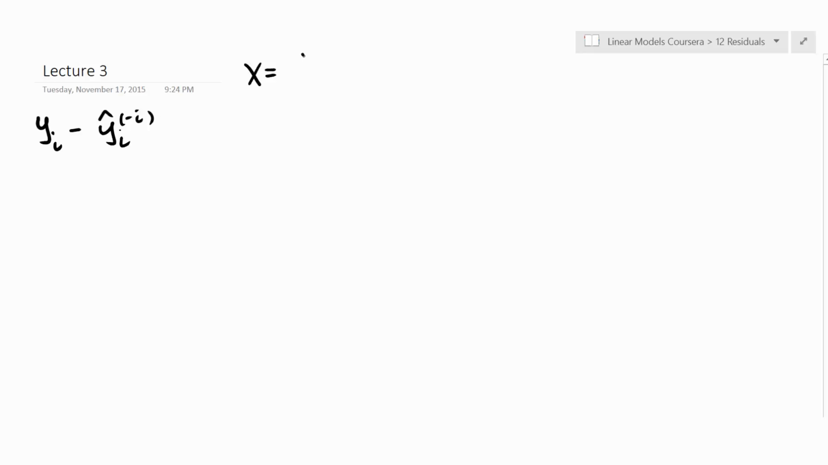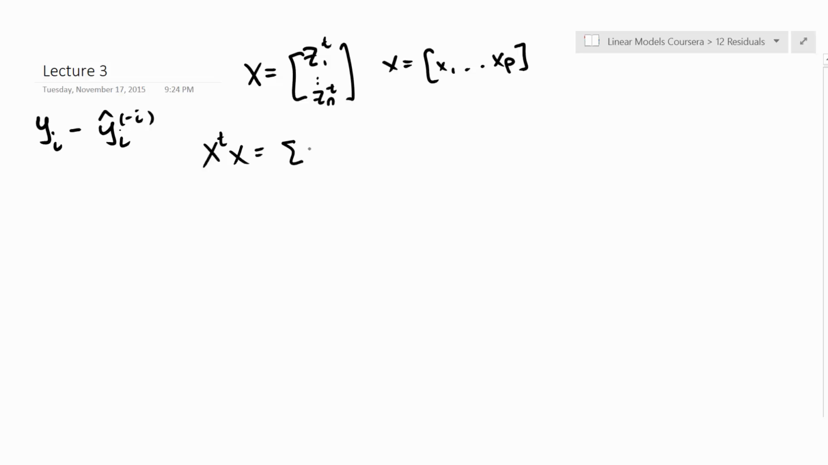So let me let X equal z1 transpose up to zn transpose. This is different than how we normally partition X, where we usually partition X as, say, X1 up to Xp, its columns. Here I'm partitioning X in terms of its rows. However, I'm writing each of its rows as a column vector. Then consider the matrix X transpose X. That works out to be the summation of the zi zi transpose, given how we've written it out there.